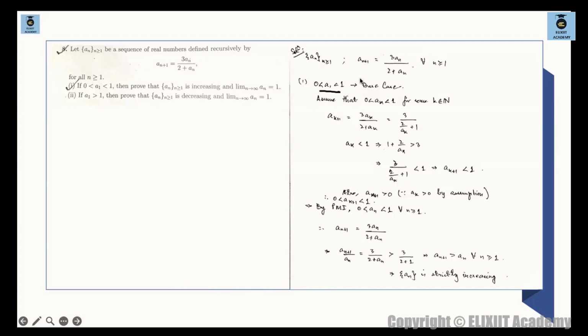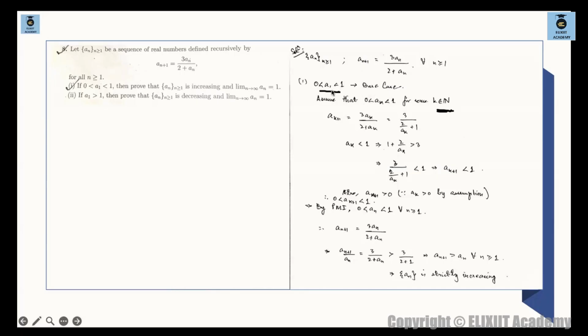And assume that the second case, the induction hypothesis, you consider that AK lies in between 0 and 1 for some K belongs to N. The first step, you check for A1. Then the second step is your induction hypothesis. You let this be true for some K belongs to N, and then you check for K plus 1.